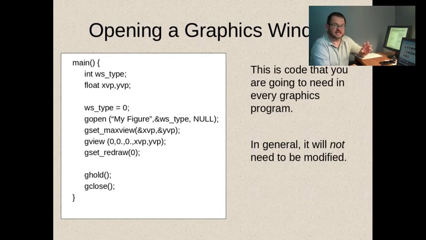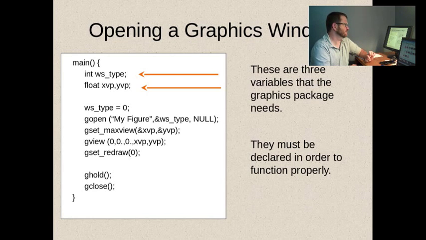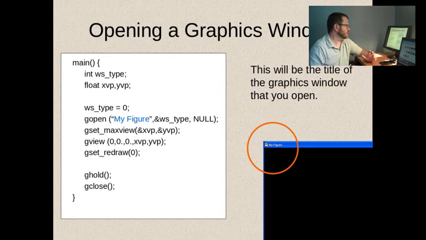And to be honest, a number of these things about how it actually opens the window, I don't entirely understand what's going on in the graphics libraries. For example, there's these variables: WS type, which has to be an integer, and then two floating point numbers, XVP and YVP, that the graphics package itself needs. These are variables that the graphics package is going to be putting things in and passing between functions and so on. It might even be interesting to print the quantities that are in those variables. I've never done it, to be honest, in all these years, but they just need to be declared properly.